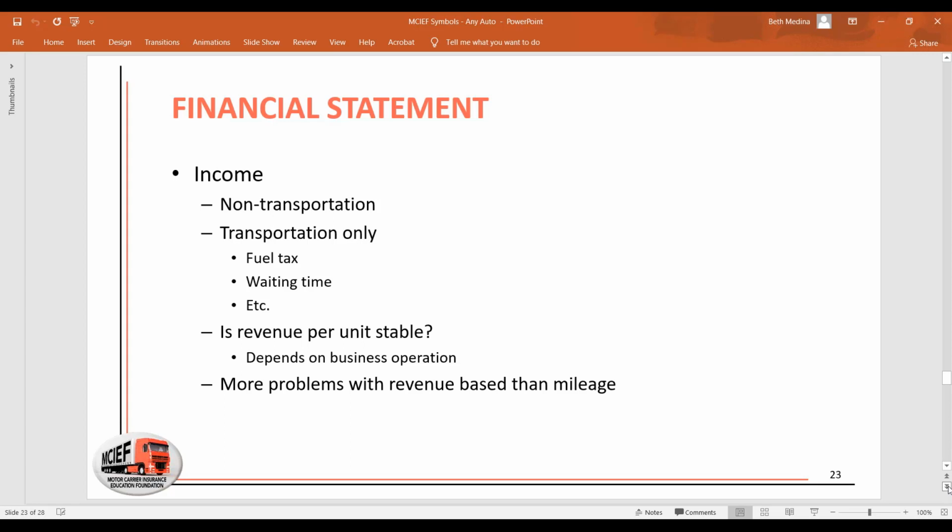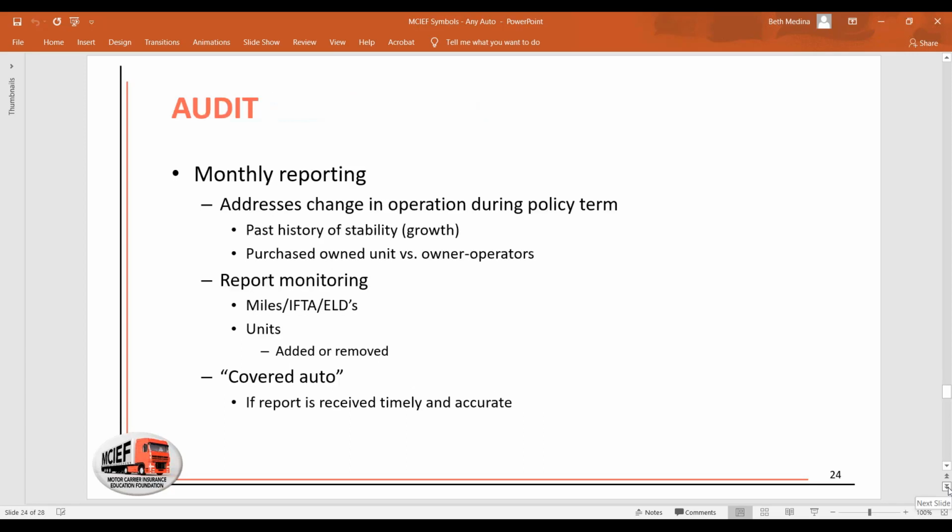So most insurance carriers like to use mileage, as long as they can account for the intrastate miles and the owner-operator miles on a dependable method. And this is done by monthly reporting. This addresses change in operation during the policy term, and past history for stable growth. That's what we measure here.